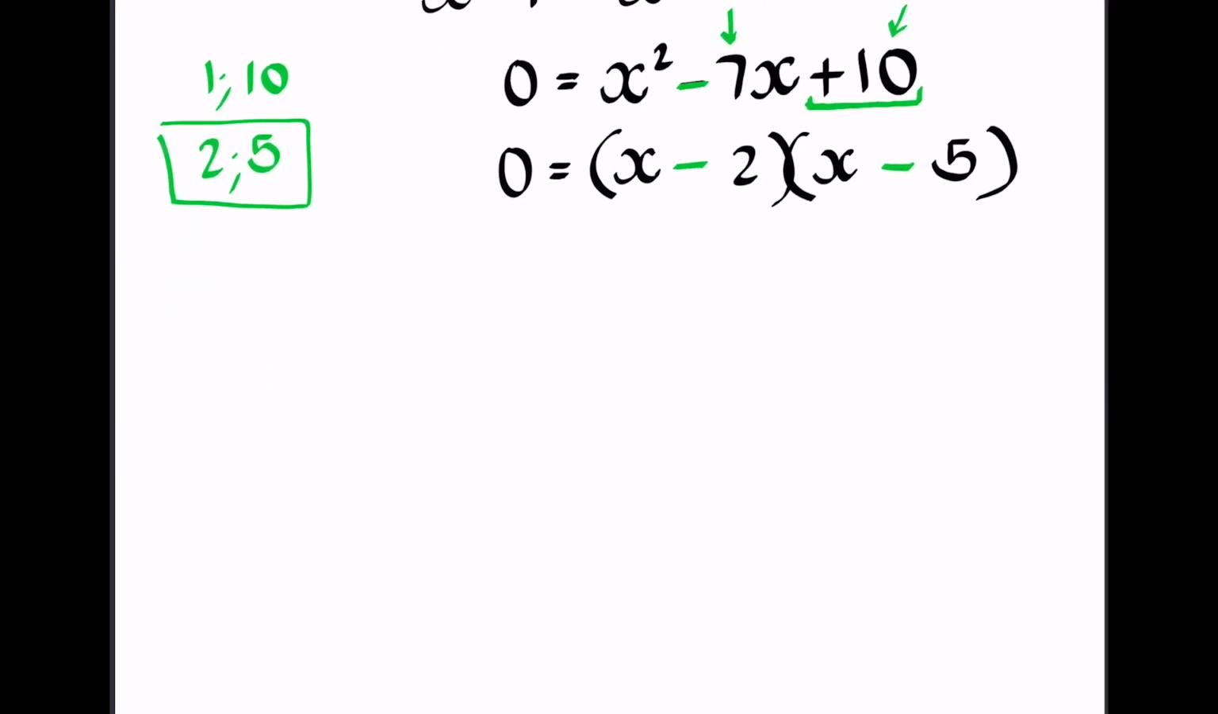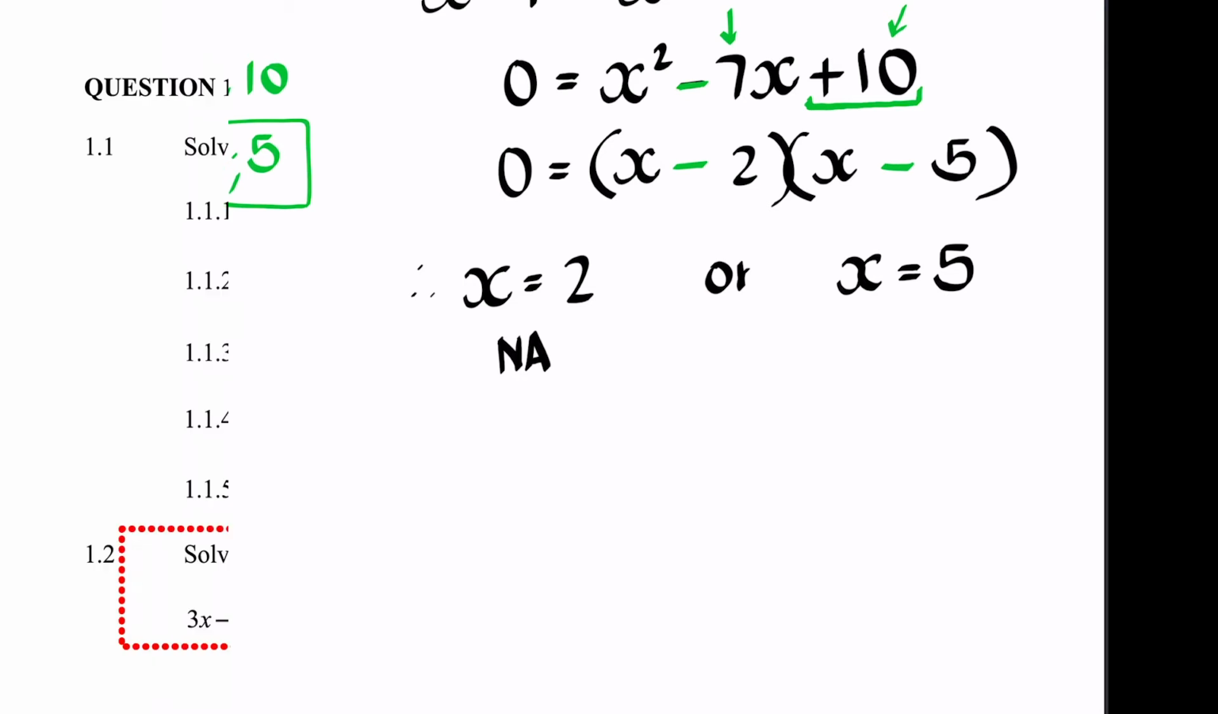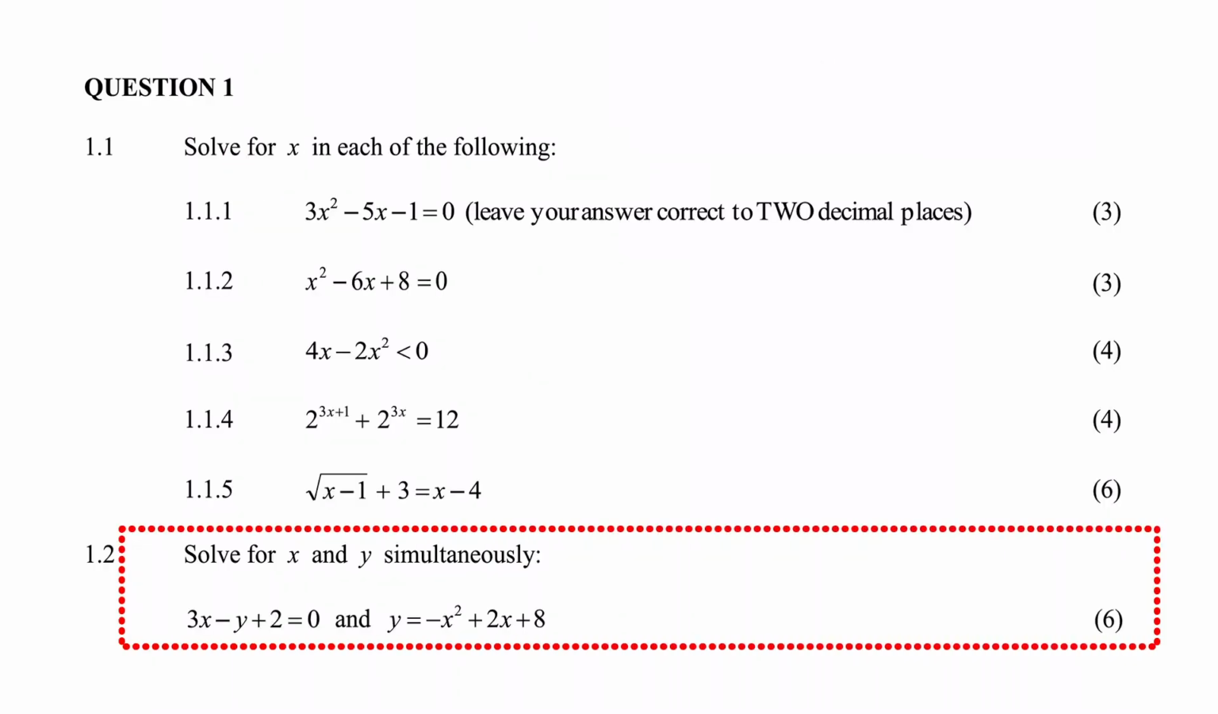So now I'm going to make each factor equal to 0, so therefore x is equal to 2 or x is equal to 5. When I substitute the 2 and the 5 in, I'll see that only the 5 satisfies that, which means that the 2 is a not applicable solution, so I have to cancel it out as an option. The next question says solve for x and y simultaneously.